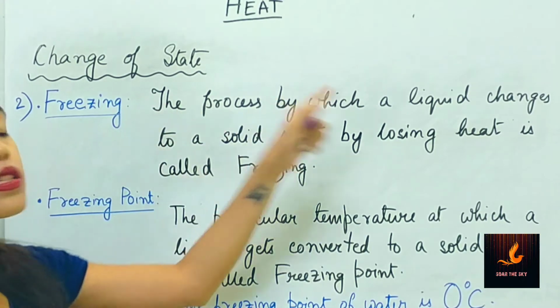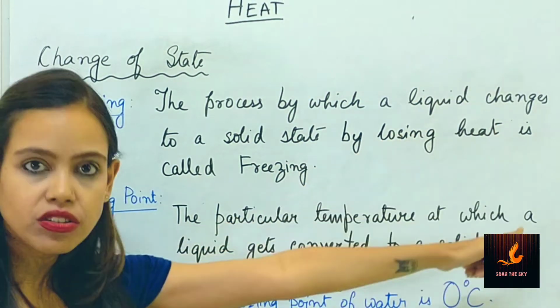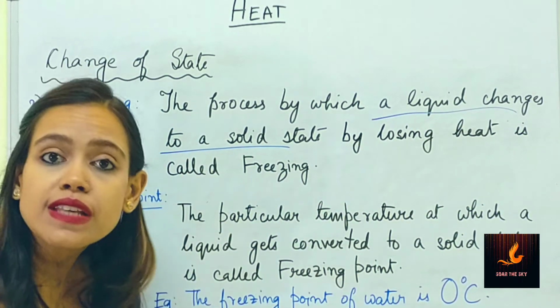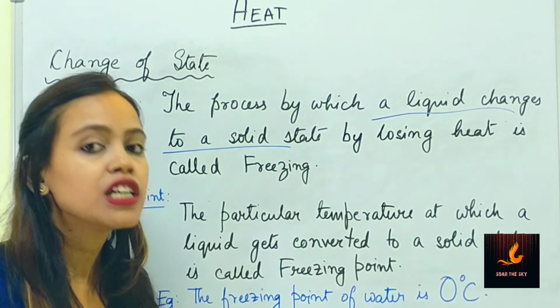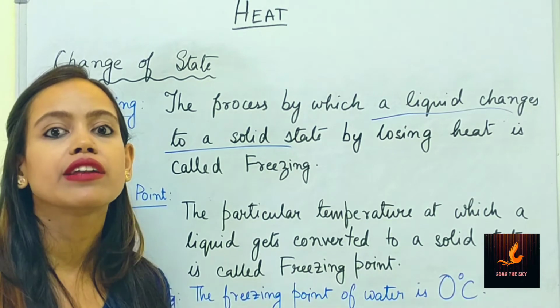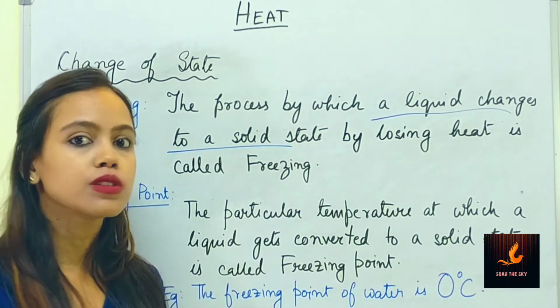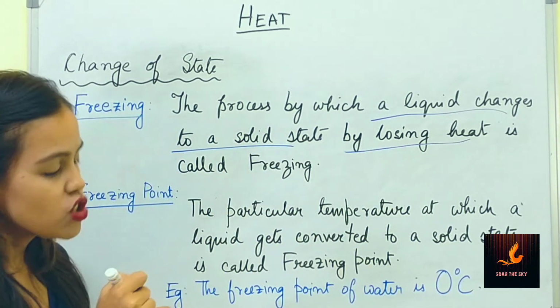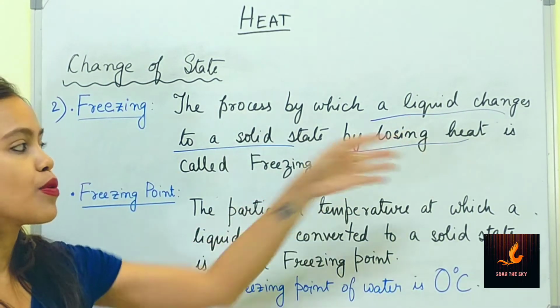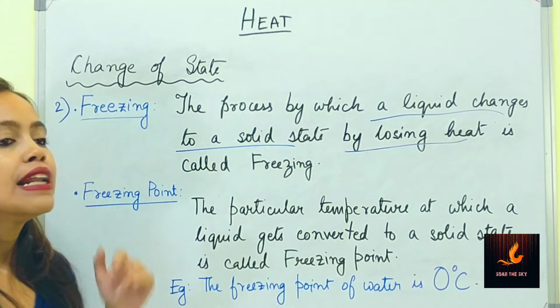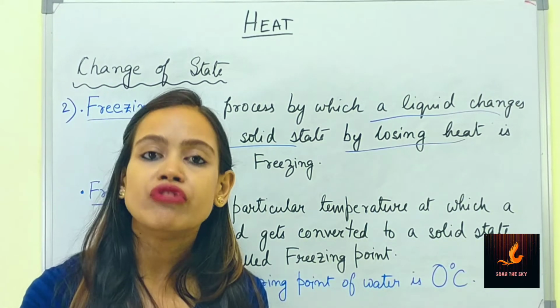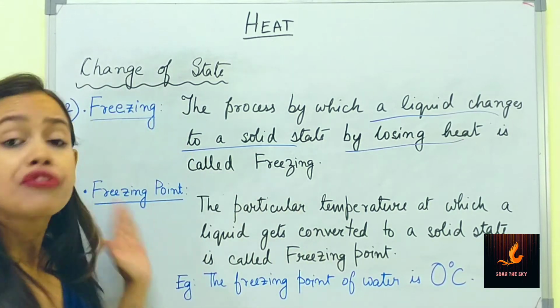It is the process by which a liquid changes to a solid state by losing heat, by giving up heat, just opposite to melting, where it was gaining heat to change into some other state. So here, by losing heat, it is changing to a solid state, and this process is called freezing. Now again, it must be happening at a particular temperature, which is the freezing point.